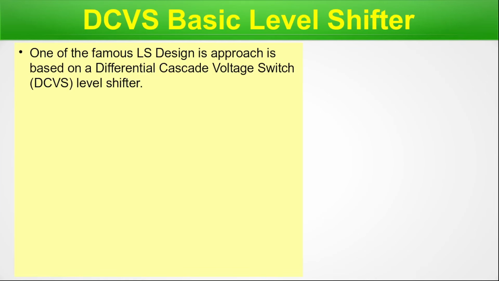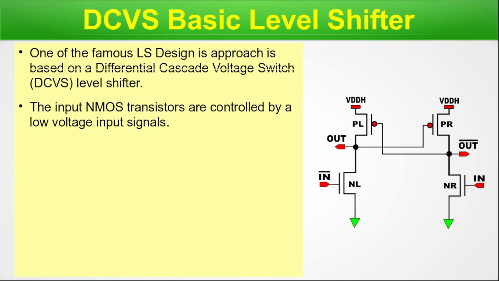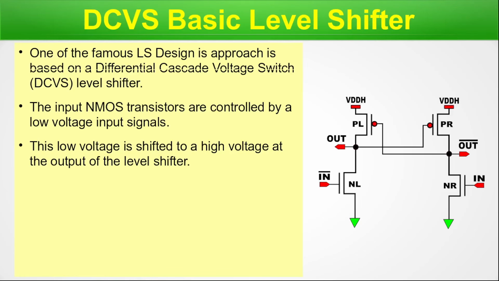DCVS basic level shifter. One of the famous level shifter design approaches is based on the differential cascode voltage switch, abbreviated as DCVS level shifter. Here is a neat diagram of our DCVS basic level shifter. The input NMOS transistors are controlled by low voltage input signals. This low voltage is shifted to a high voltage at the output of the level shifter.